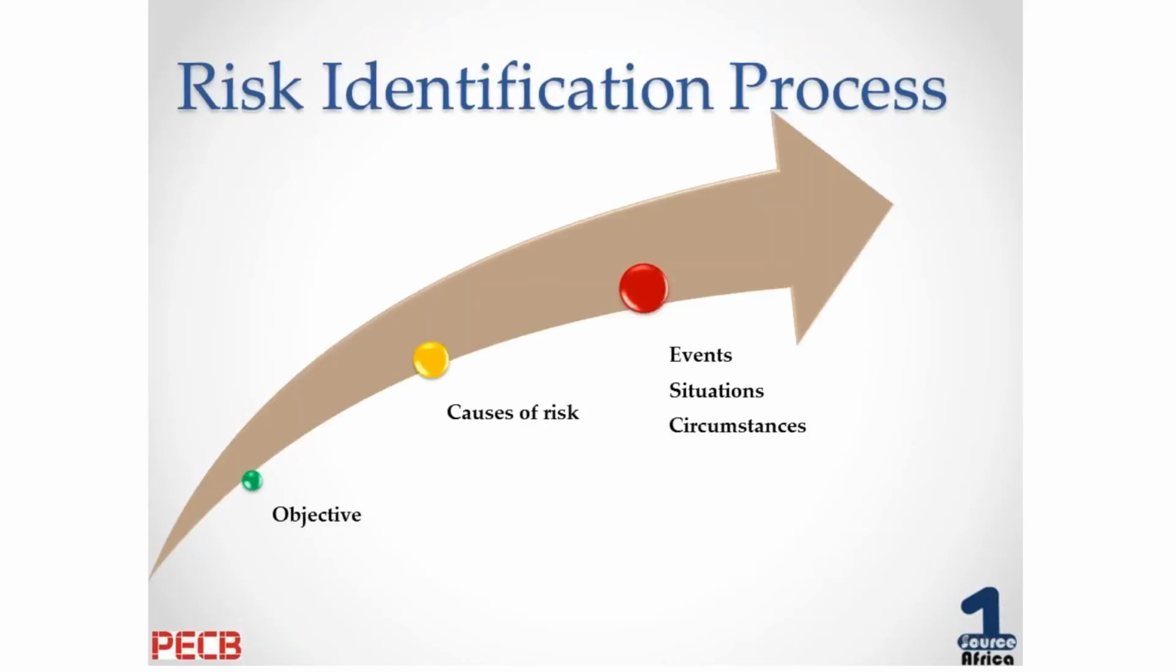The process we need to go through before we even identify it is to understand the objectives. The objective in two ways: one of the organization, where the organization is going, and the objective of the risk assessment that we want to perform. As we understand that, we then define the causes of the risk and then define the events, situations or circumstances under which it will occur.